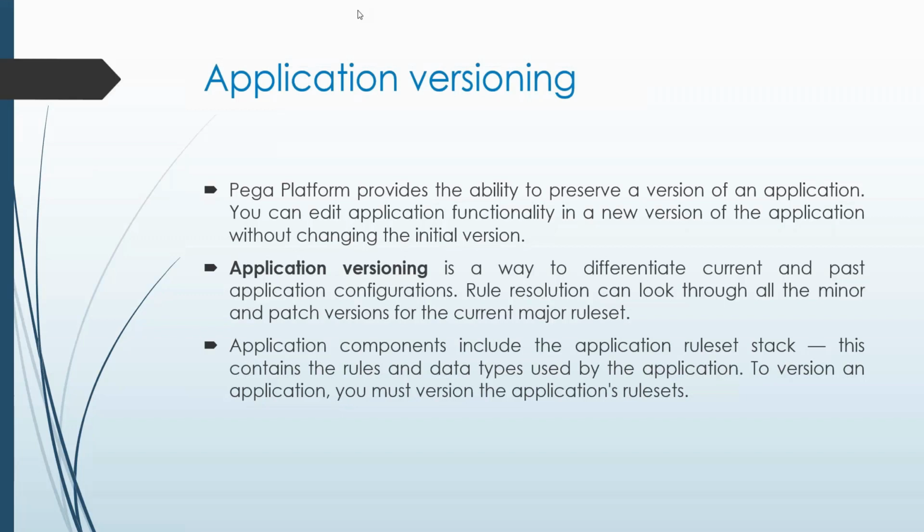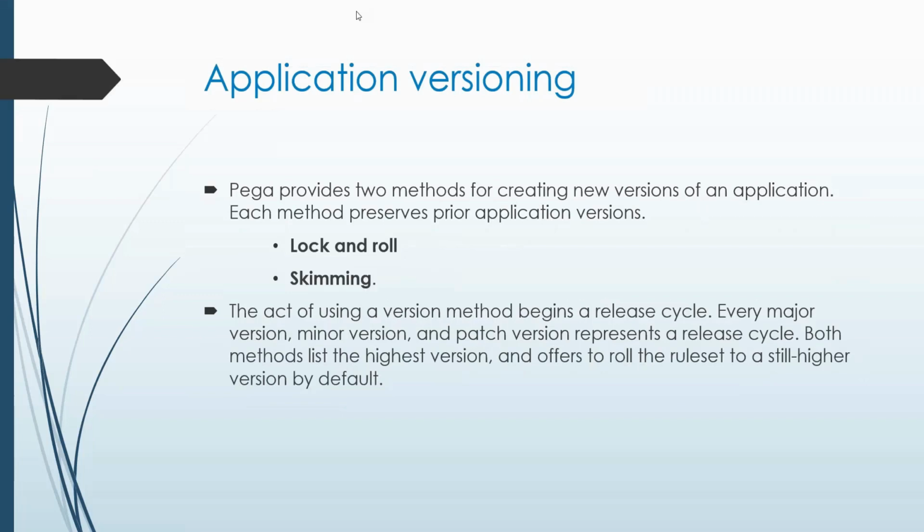Now, in Pega, we don't have anything called code. We talk everything in terms of rules and rule sets. When it comes to application versioning, the same applies: when you are versioning the application, you are versioning the rules and the rule sets. So here come two different approaches when you want to version your application. The first one is called lock and roll. The second one is called skimming. Two entirely different methods.